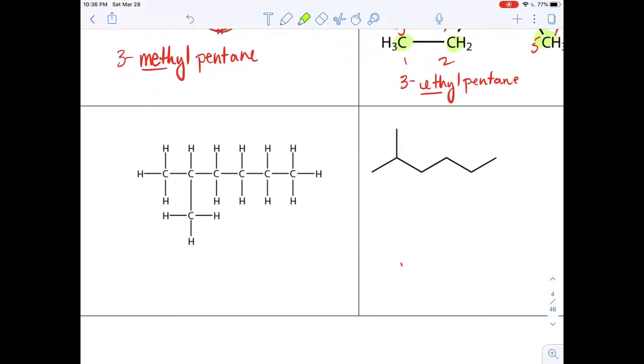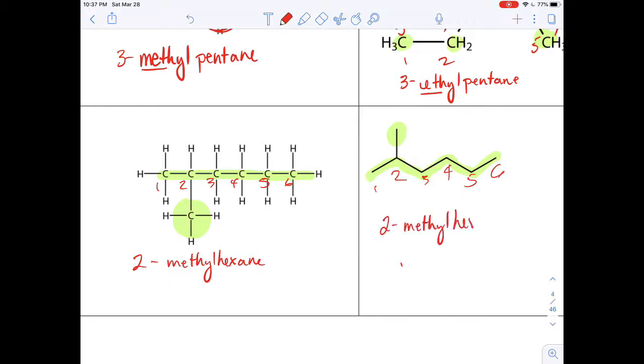The next one, I can go like this, and it's pretty obvious that this methyl is coming off this end. Counting this way is going to give me my lower numbers. I'm not even going to count the other way because it would put it at a much bigger number. So this is going to be a 2-methylhexane. This is a structural diagram, and this is a methyl branch, and this is my parent chain, and it's going to be the same name. This is the same molecule, just a different kind of structure. So 2-methylhexane.